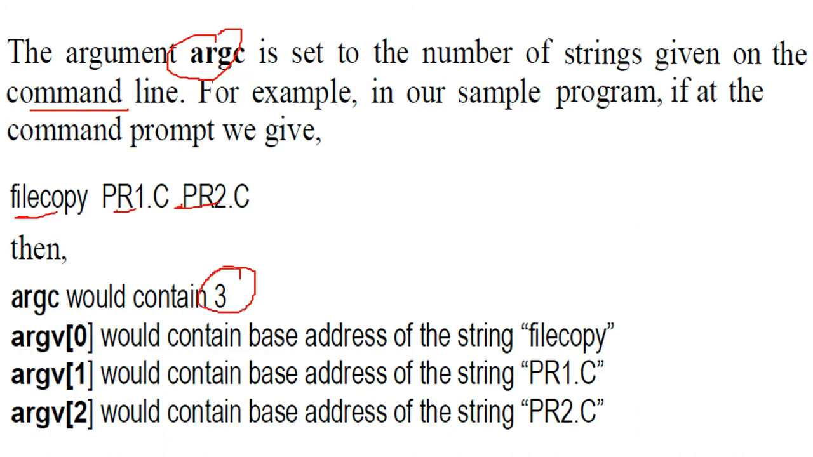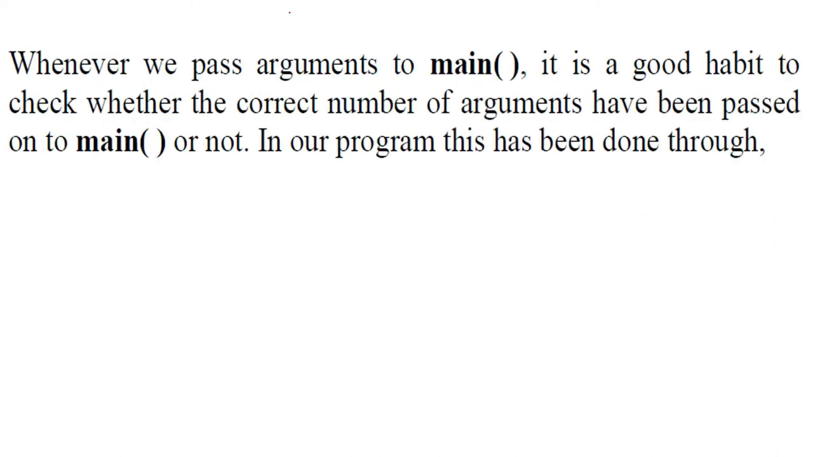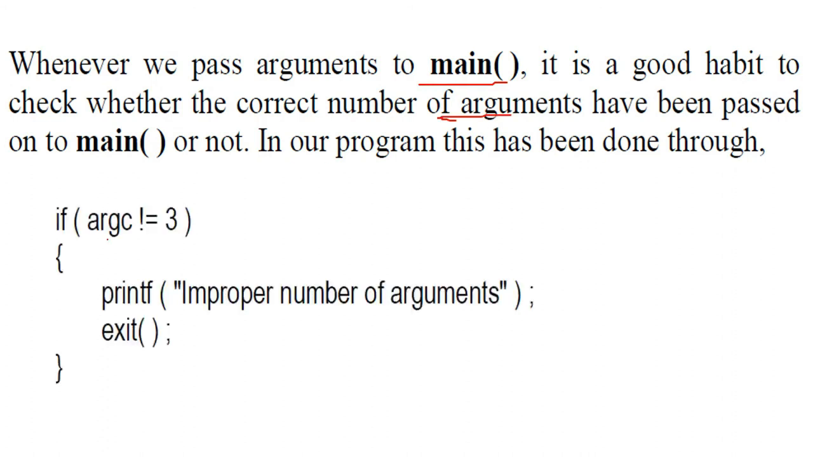So there are 3. Argument count will be 3, and the first, that is ARGV0, is the name of the C file you are going to run. This is the exe version. ARGV1 is the first file, the source file, and this is the target file. So we are passing the arguments. As I said, whenever we are passing, it is always a good idea or a habit to check the number of arguments. That is why we are checking here.